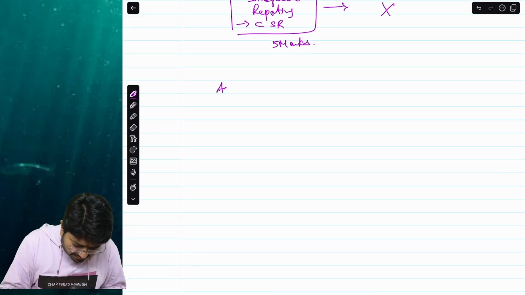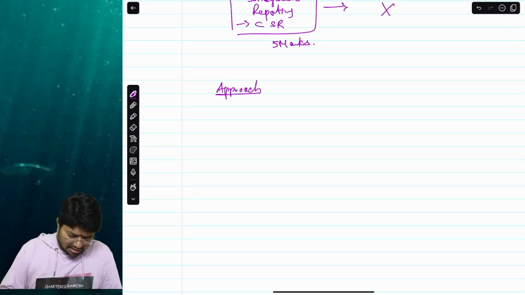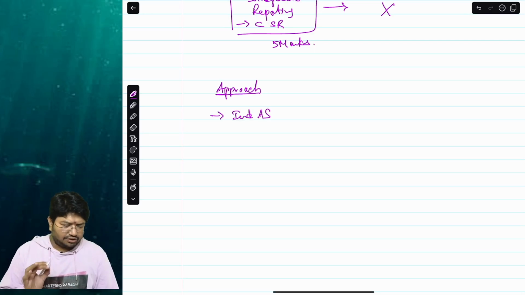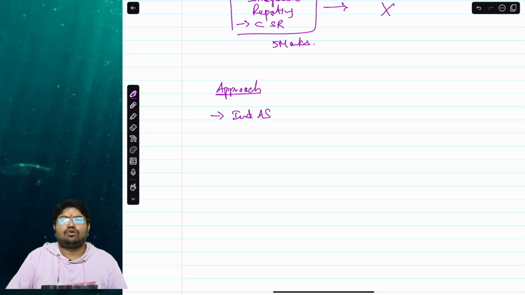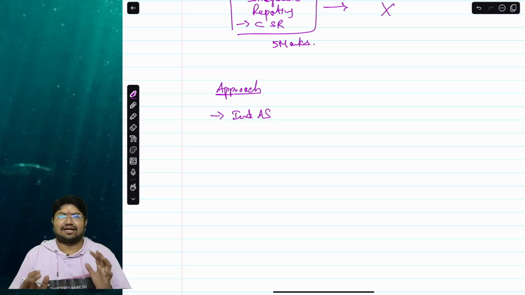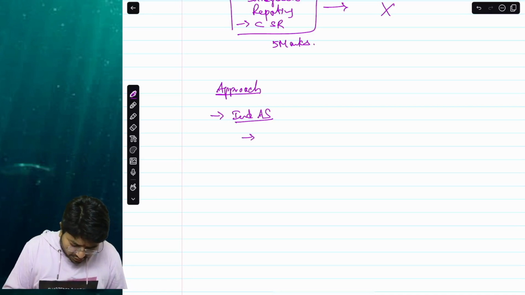Approach wise, since Ind AS is new to you, I will have to take you through the roadmap through which the Ind AS are built. I will be taking you through the roadmap.